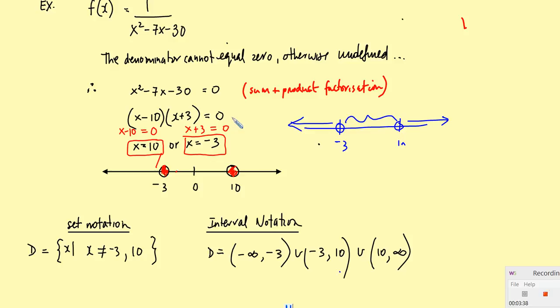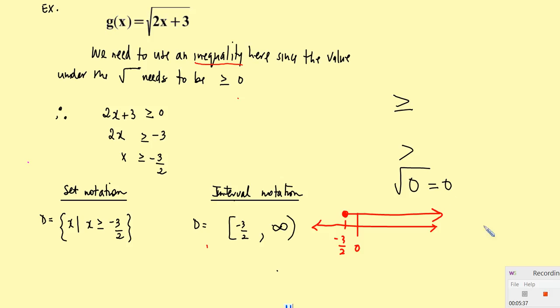Sorry, negative 3 not included, with the union of negative 3 to 10, and then union 10 all the way to infinity. Everything has round brackets on it. Okay. The next one. Now, when we look at the next one, we have g of x is equal to the square root of 2x plus 3.